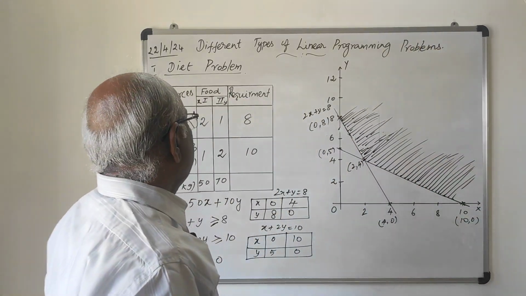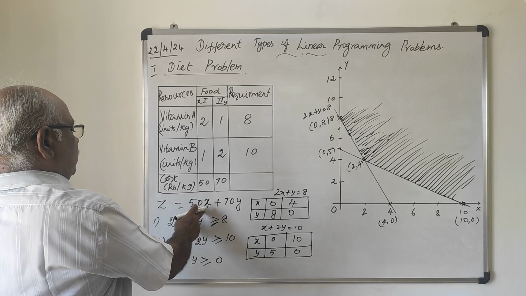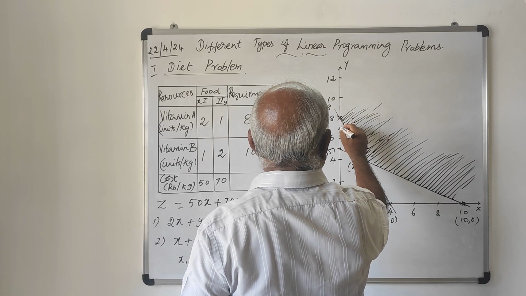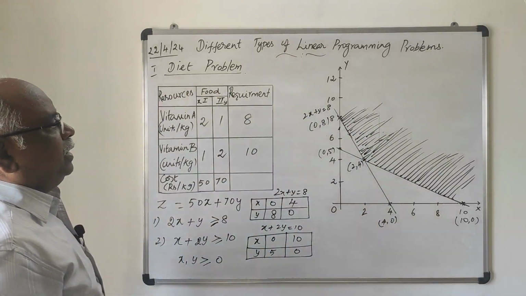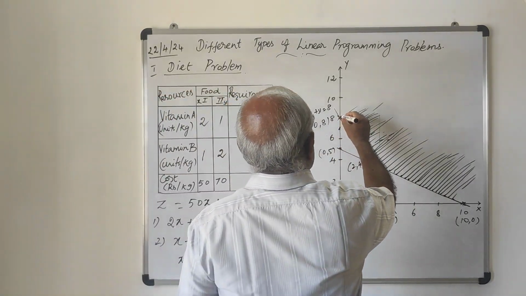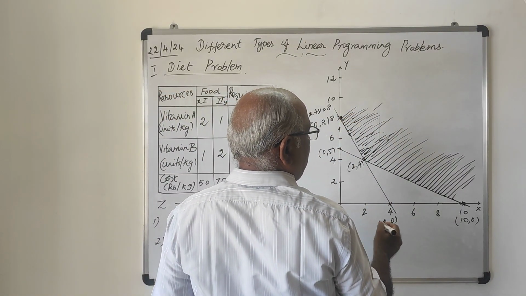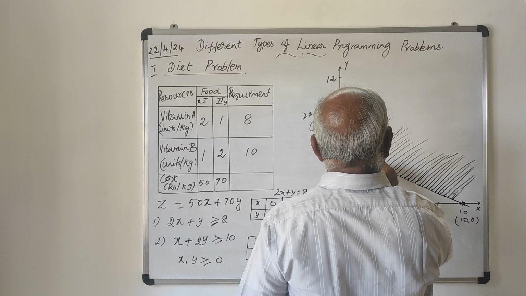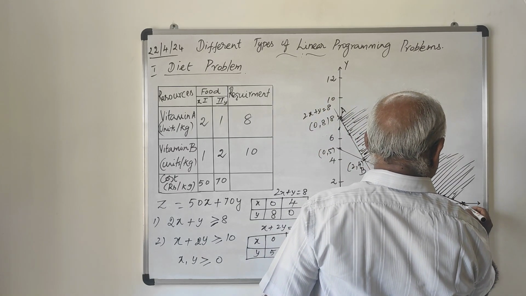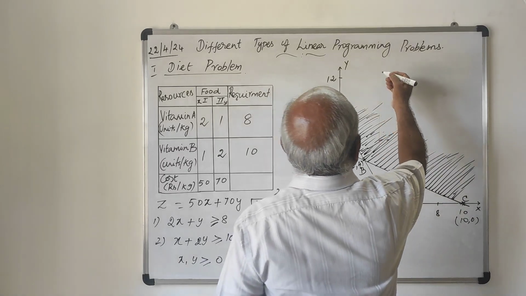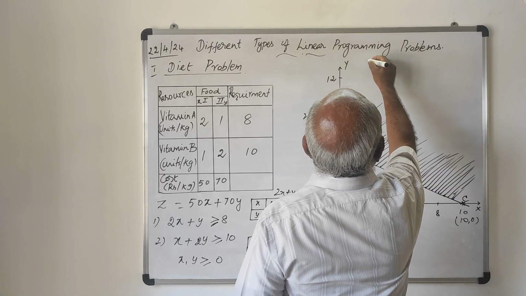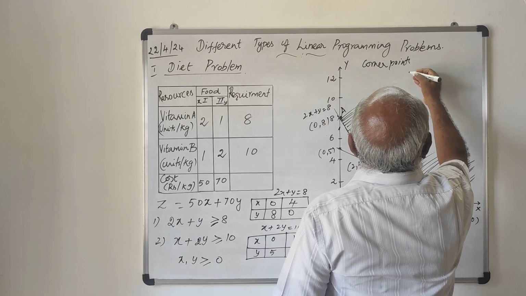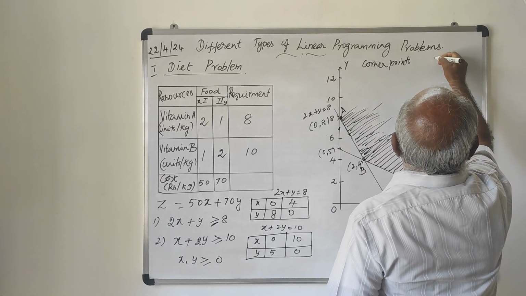This is the region. And the line z equal to 50x plus 70y. Now the corner points, you consider this point: A is 0, 8, B is 2, 4 and C is 10, 0. Corner points and value of Z.